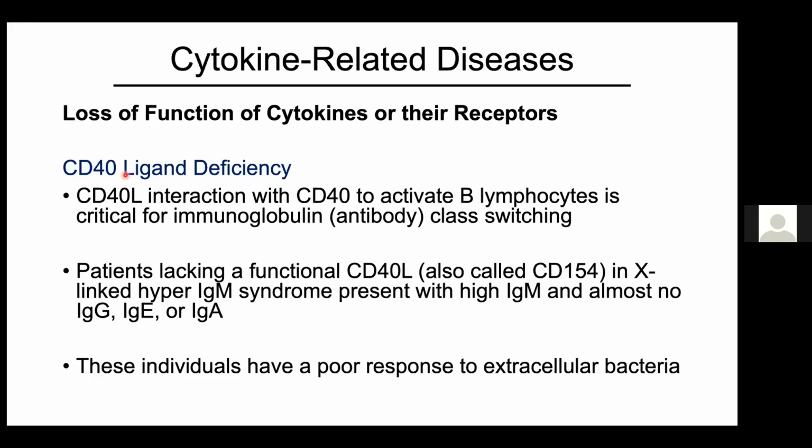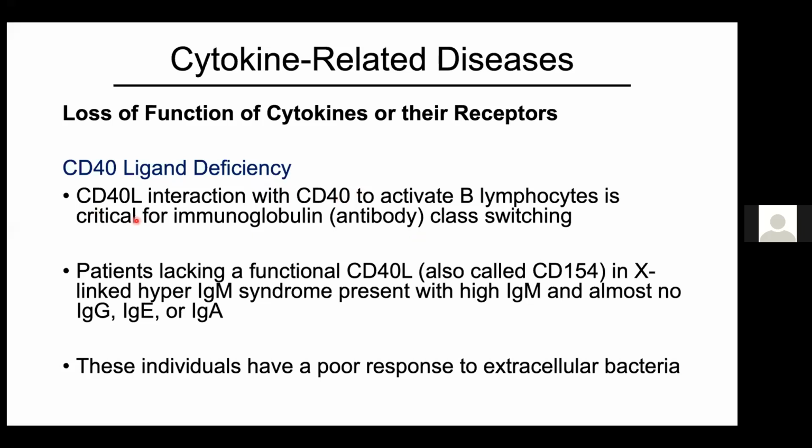The other cytokine where you can have loss of function is when there's a deficiency in CD40 ligand, okay? Remember we said it's a cell-expressed cytokine as opposed to the soluble ones, and it acts as a costimulatory signal with CD40 on your B cell.